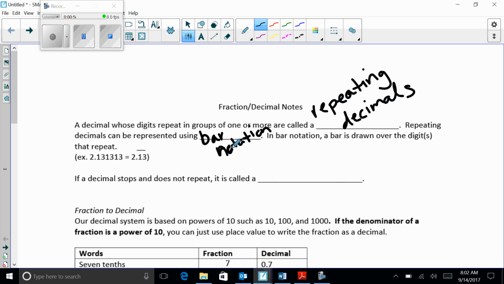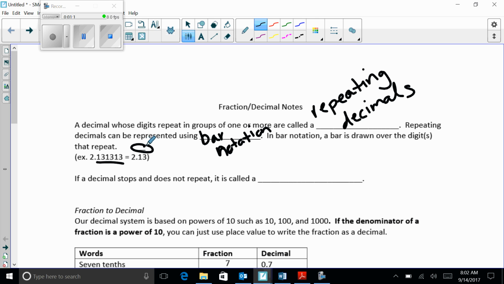So here in this example, you see that my 131313 is repeating. So we simply rewrite it as 2.13 with this bar right here over the 1 and the 3. That shows you that just the 1 and the 3 are going to be repeating.